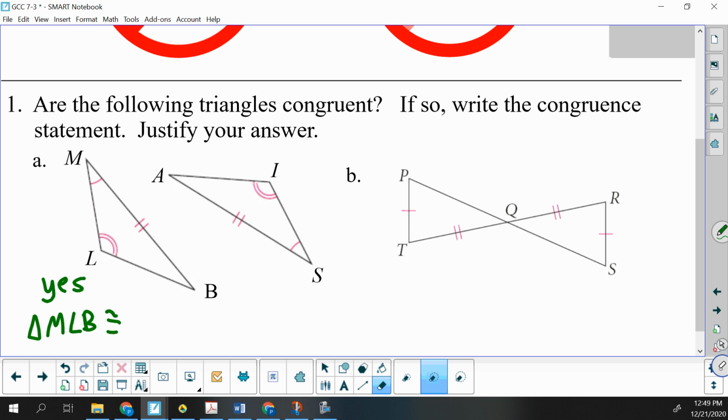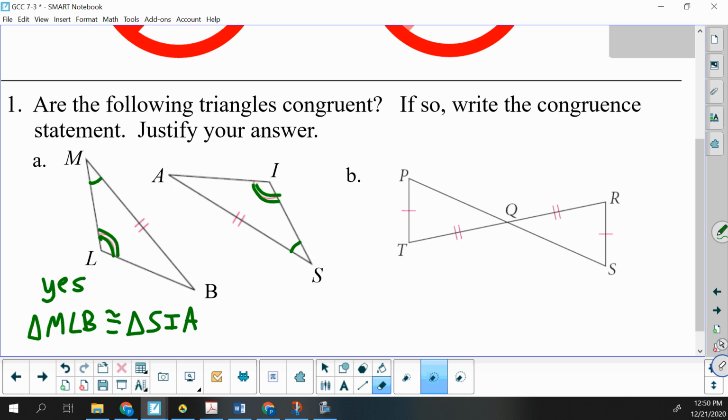Is congruent to triangle. And now we have to be careful how we name the next one. M had one marking on its angle, so that should match with the one that has one marking in the other triangle. So we got to put S first. L came next. That had two markings, so that's got to match with what had two markings in the other triangle. So I, and then the leftover one is A.